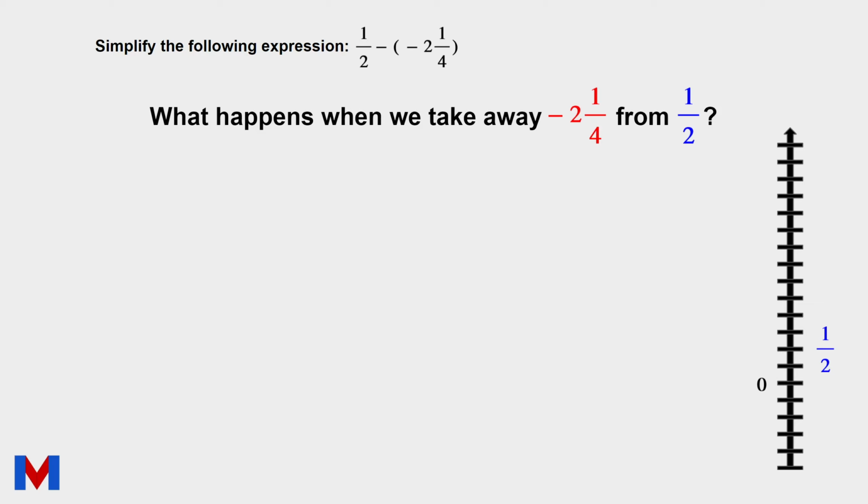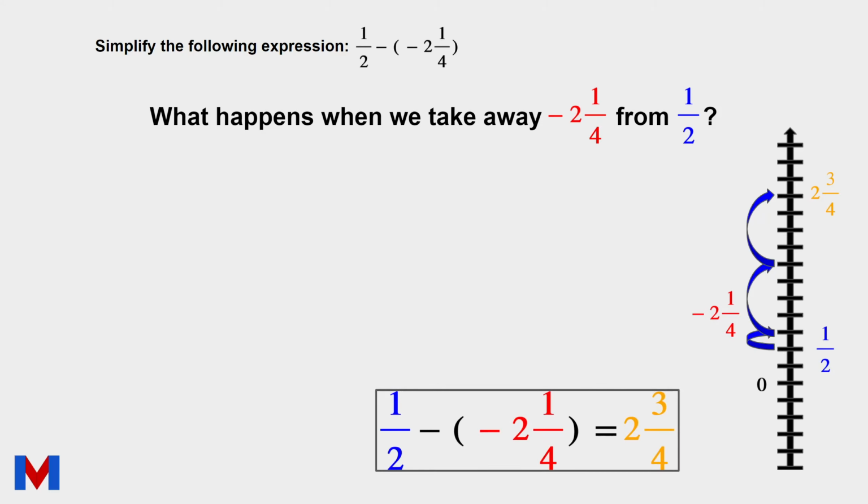So if I'm subtracting negatives, I actually need to go up the number line. So let's picture each of these intervals on the number line representing 1/4, and we need to go up 2 1/4 jumps. So let's start with our quarter jump and then 2 full jumps of 4/4. And here we have actually subtracted negative 2 1/4. We end up landing on 2 3/4. 1/2 minus negative 2 1/4 equals 2 3/4.